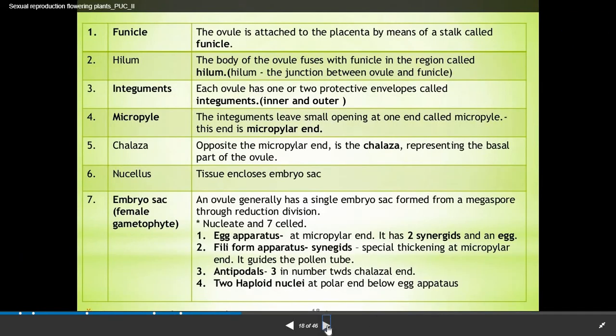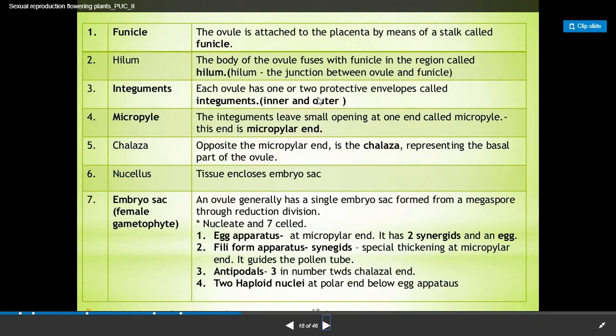Okay, what is the role of funicle? The ovule is attached to the placenta by means of a stalk called funicle that we have seen. Hilum: the body of the ovule fuses with the funicle in the region called hilum. It is the junction between ovule and funicle.